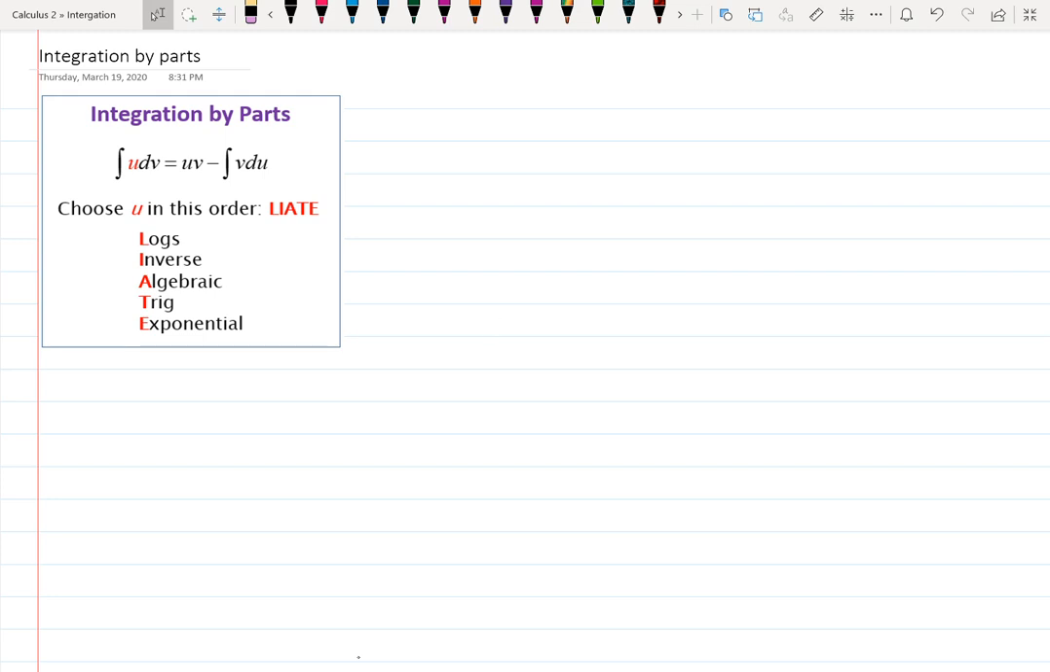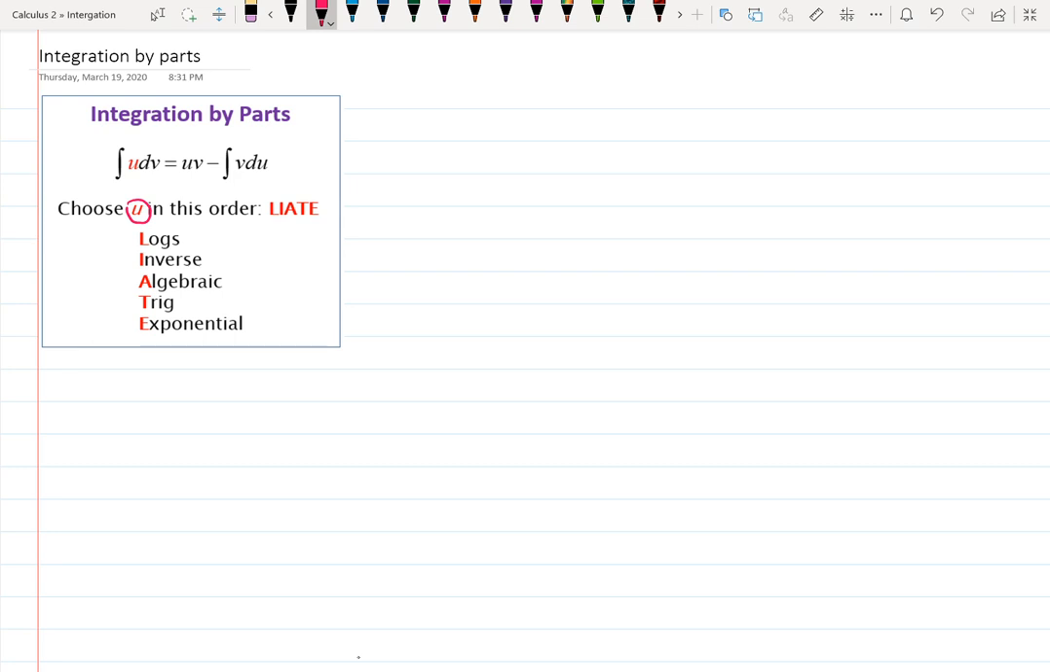Welcome back to the integration by parts topics. Let's talk about how to choose u when you need to use integration by parts in order to solve some integral. So the very good recommendation, which I learned only when I moved to the United States, is the LIATE rule. LIATE rule tells you that you should choose u to be whatever comes first in order.